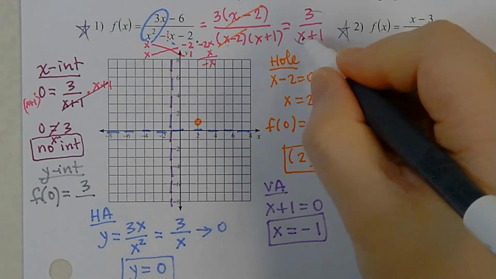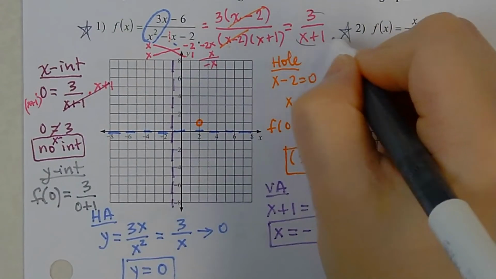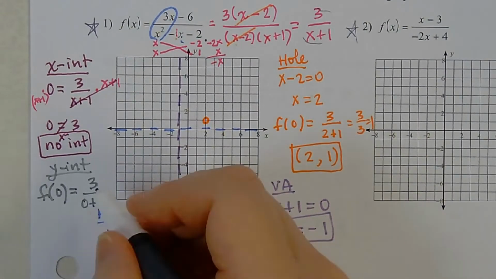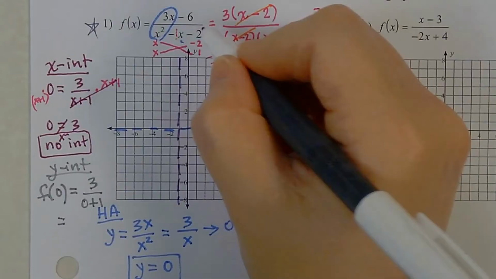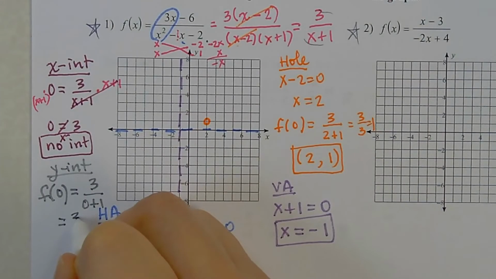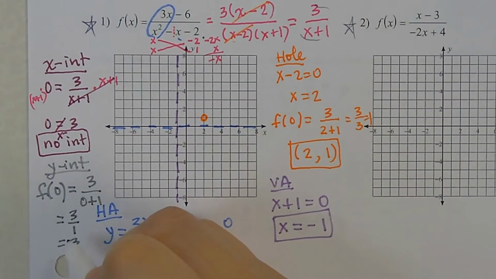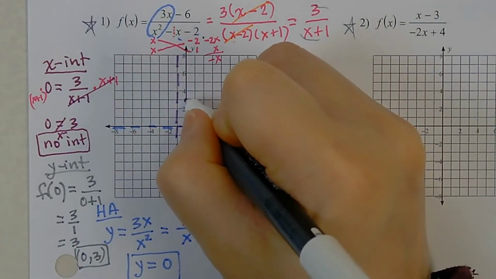Since the simplified version is so simplified, and there's not a lot going on in the denominator, I'm just going to use the simplified version. Feel free to use the other one. It does not matter. Usually I normally use the original, but this is fine too. So 3 over 1, which is just 3. So I know that my y-intercept is going to be 0, 3. If I could fit it in there. All right, so 0, 3.